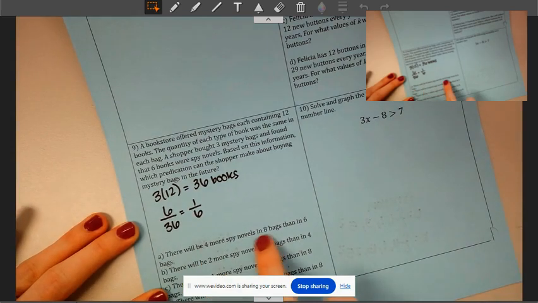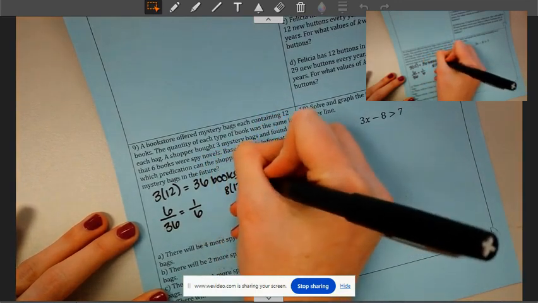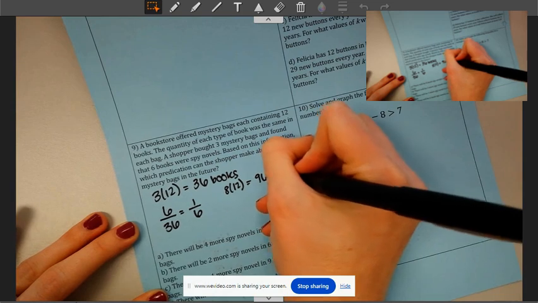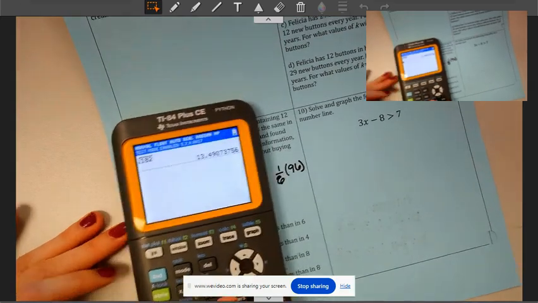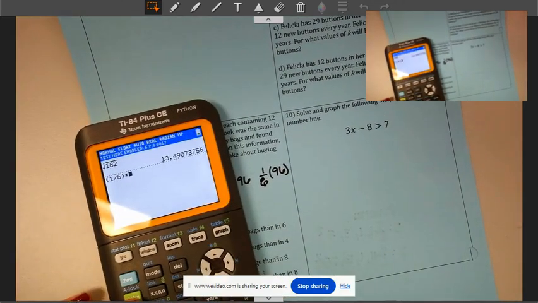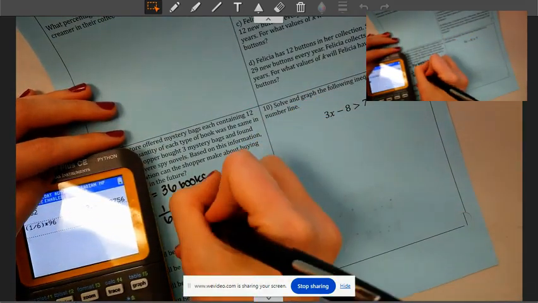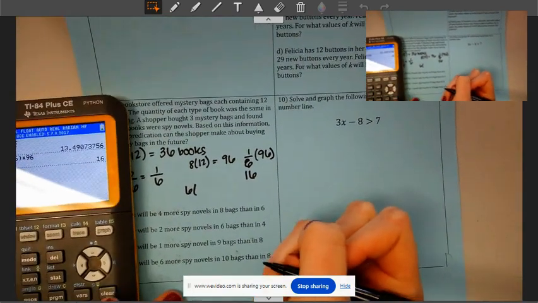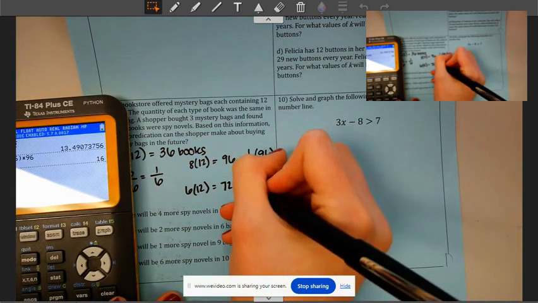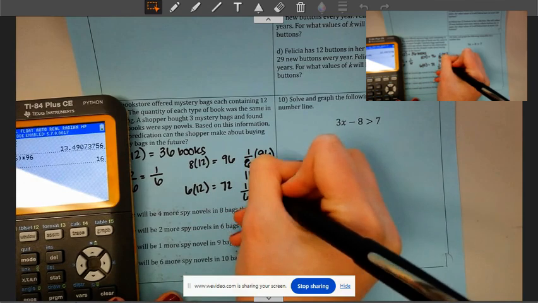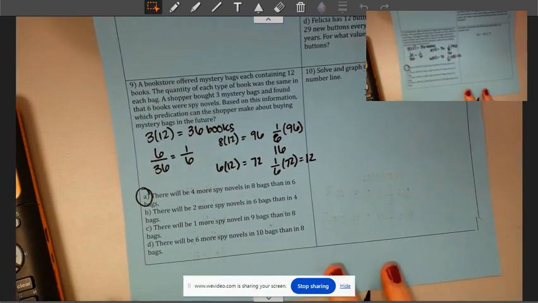So there will be 4 more spy novels in 8 bags than in 6 bags. Well, 8 bags, that would be 8 times 12, which is 96. 1/6 of 96, if I put that in my calculator, I'm going to be multiplying. So parentheses 1 divided by 6 times 96. That is 16 books are spy novels in 8 bags. Then for 6 bags, I'd be doing 6 times 12, which is 72. Okay. And then 1/6 times 72 is 12. Well, 16 is 4 more than 12. So there's 4 more spy novels in 8 bags than 6.